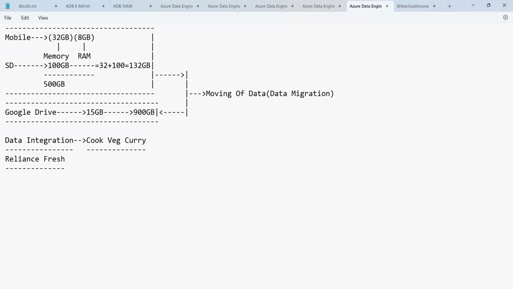Now the question is, everyone, once you have been to the Reliance Fresh supermarket, you got the following vegetables. The first vegetable, let us say, you got it from Uttar Pradesh, India. The second vegetable you got from Madhya Pradesh, India. And the third vegetable you got from Tamil Nadu, India.